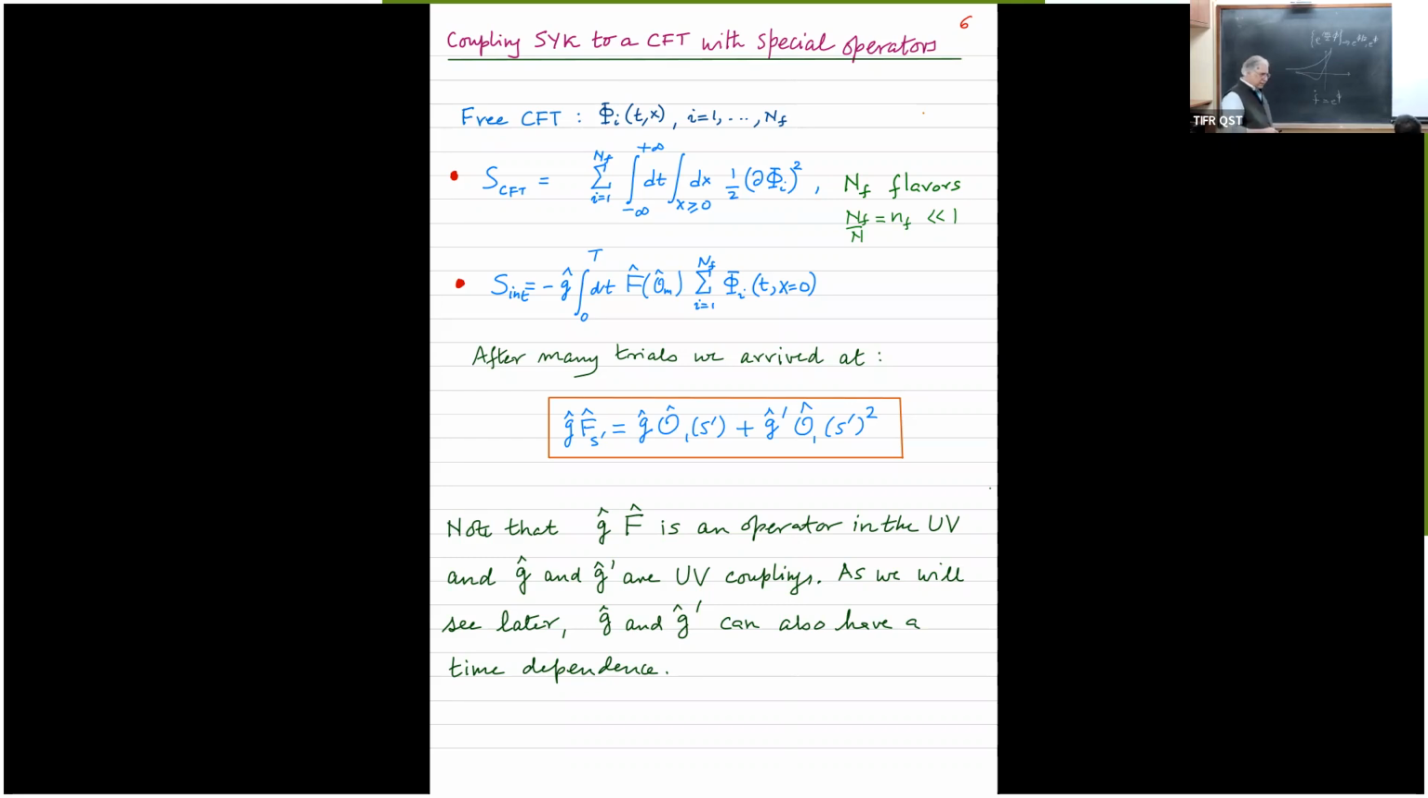Coupling is only to a single scalar? No, the coupling is to a sum of scalars. You can choose a basis in which that is just one. Okay, but those others will also play a role. Yes.